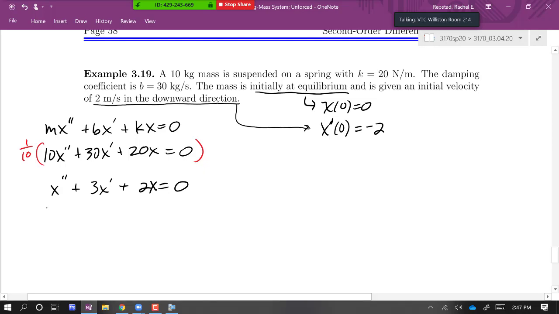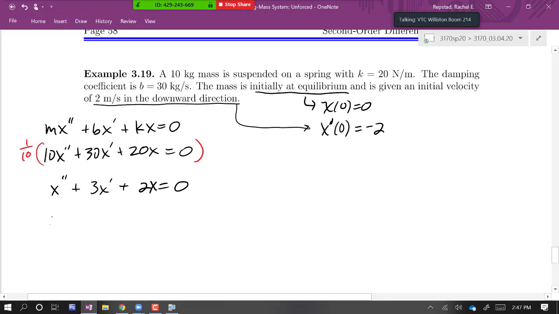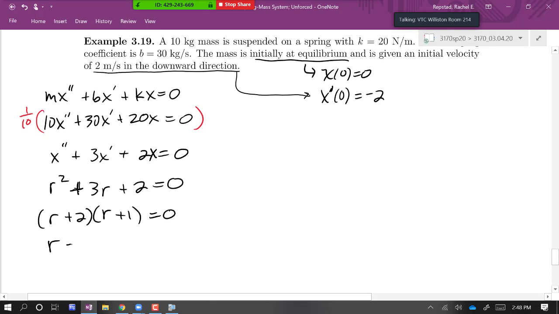And I think this factors. The characteristic equation will factor once I write it down. But I've got to not forget to do that. So we have r squared plus 3r plus 2 equals 0. This factors: r plus 2 times r plus 1. So our characteristic roots are negative 2 and negative 1. Again, this is overdamped.